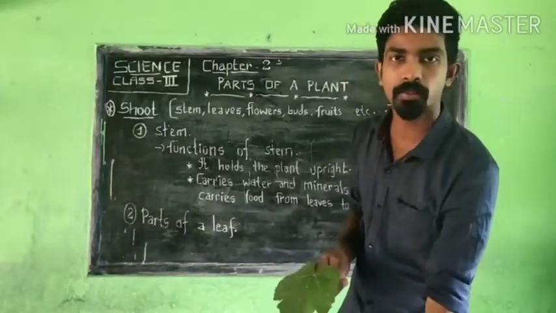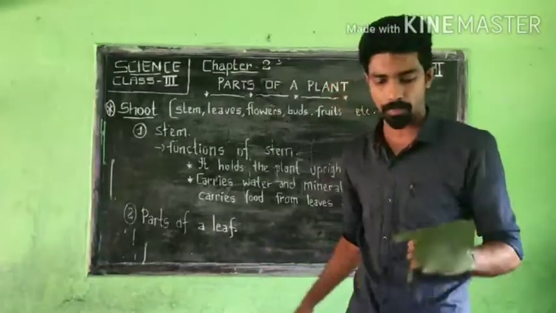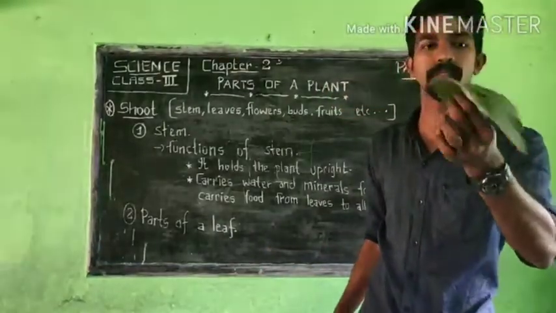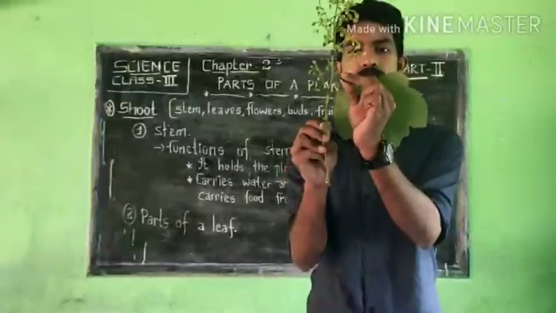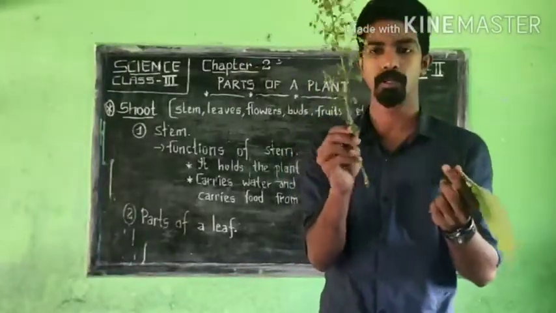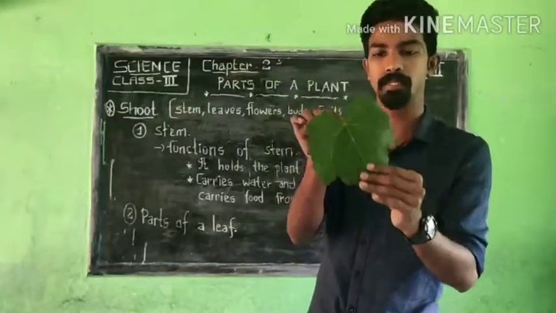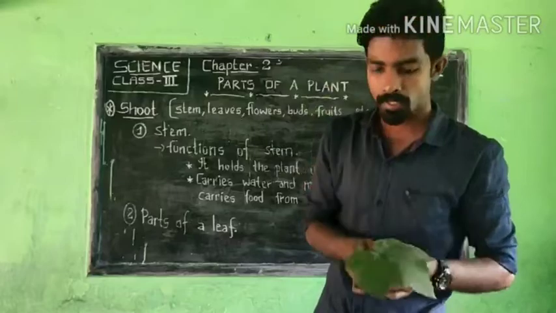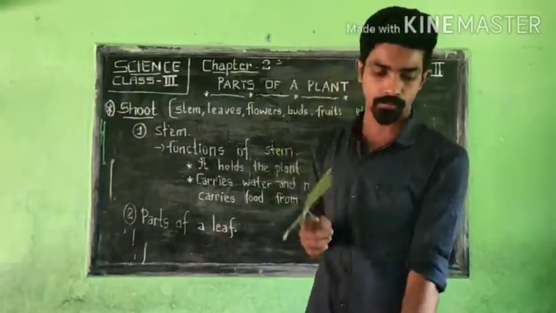Okay, we'll go to the last topic of today, that is parts of a leaf. This is a little bit big leaf. Different types of leaves are there. Here you can see small leaves. So I took this grapevine leaf. It is a little bit bigger and it will be easy to understand. Just look at page number 13, parts of a leaf.